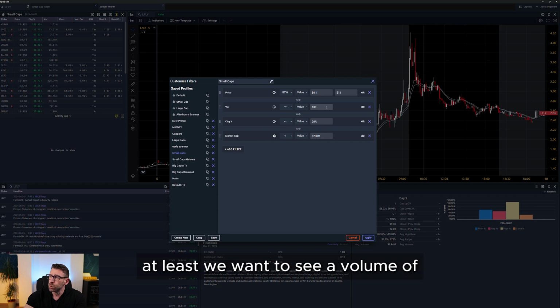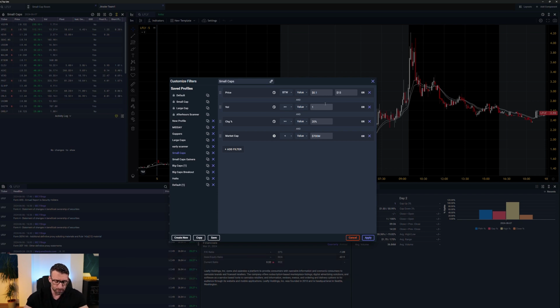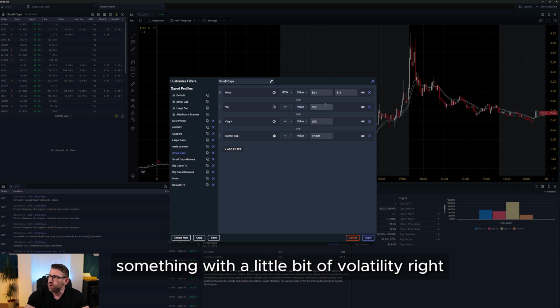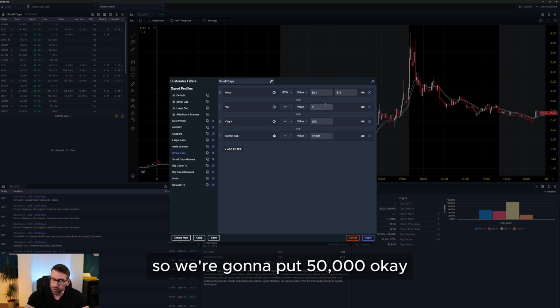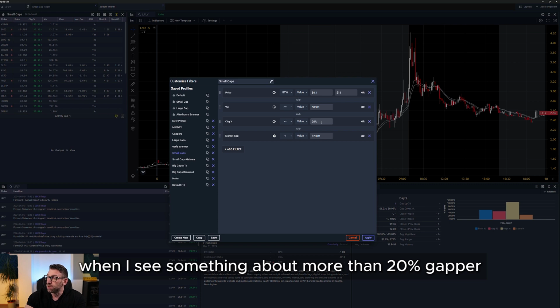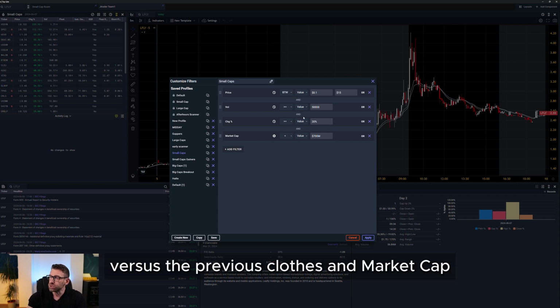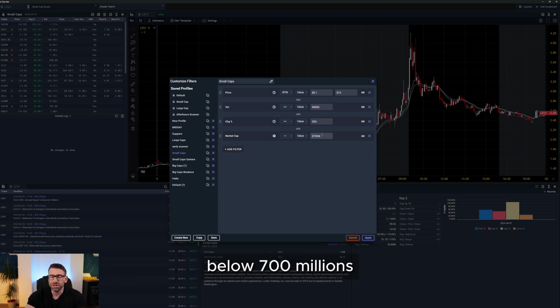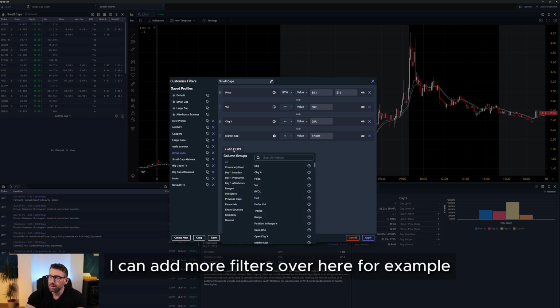Volume. At least we want to see a volume of something with a little bit of volatility, right? So we're going to put 50,000, okay? So we want to see a volume of at least 50,000. Change, we want to see something with more than a 20% gap versus the previous close, and market cap below 700 millions.